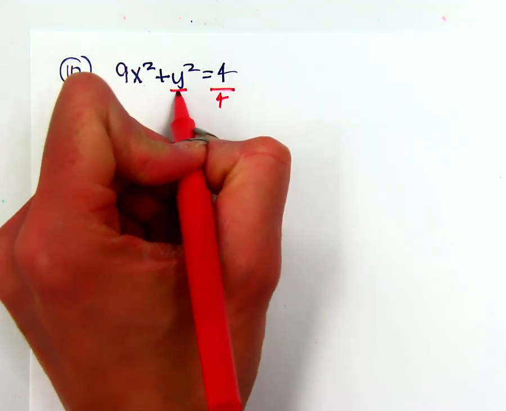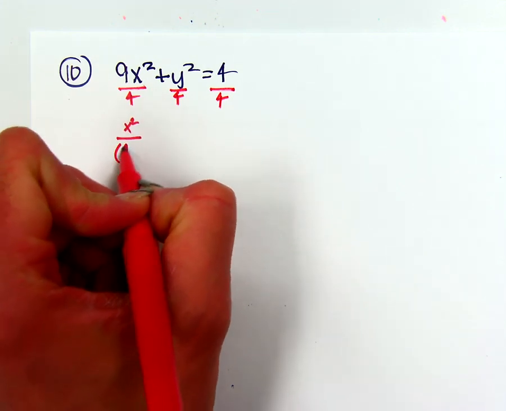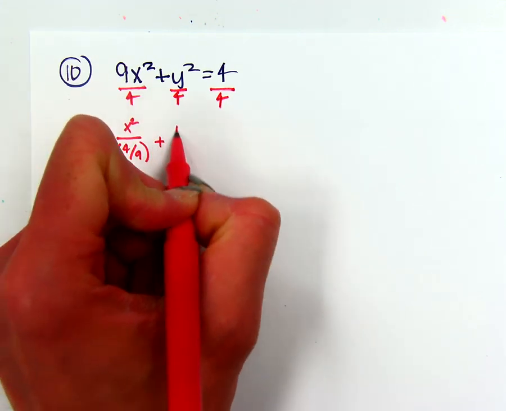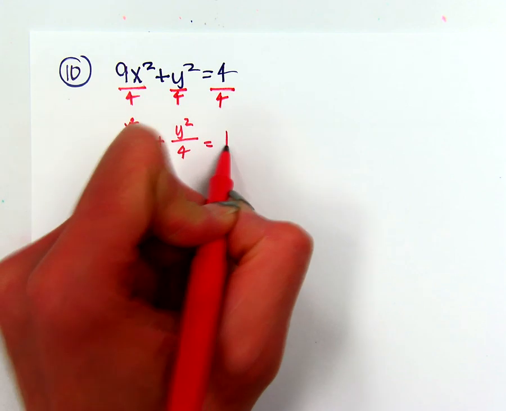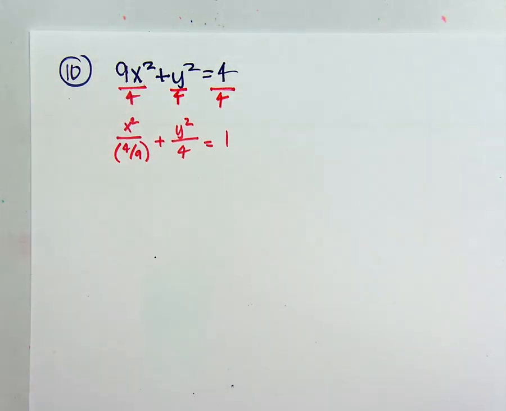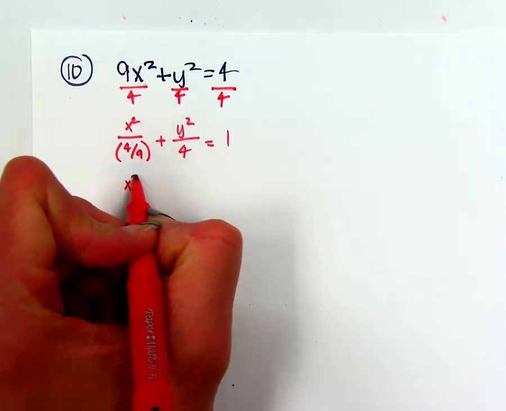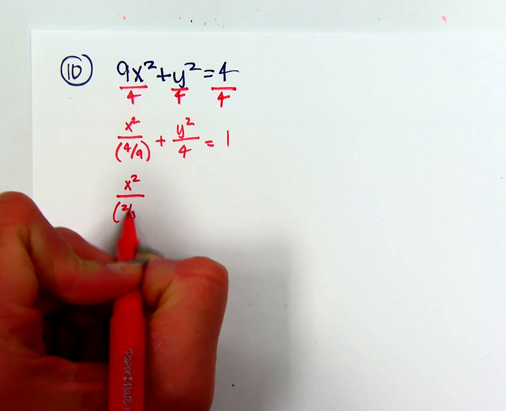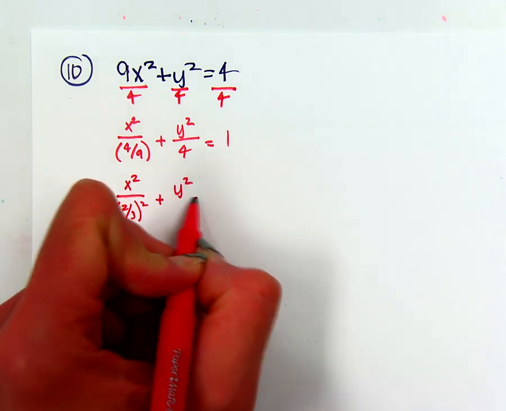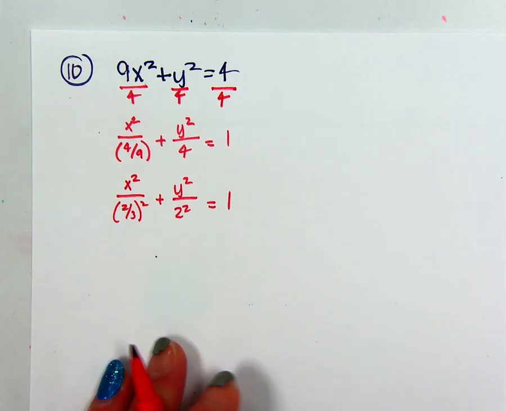All right, so I'm going to divide everything by 4. I get x squared over 4 ninths, y squared over 4, and this is 1. Right? 9 divided by 4 is the same as 1 over 4 ninths. And if I take the square root of that, this could be written as 2/3 squared, and this is 2 squared. And really it doesn't matter if you write your equation like this or this.